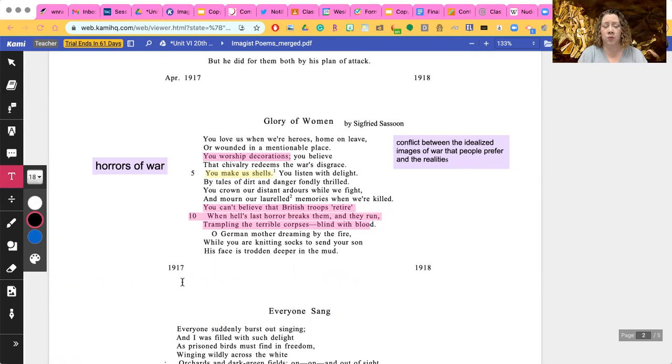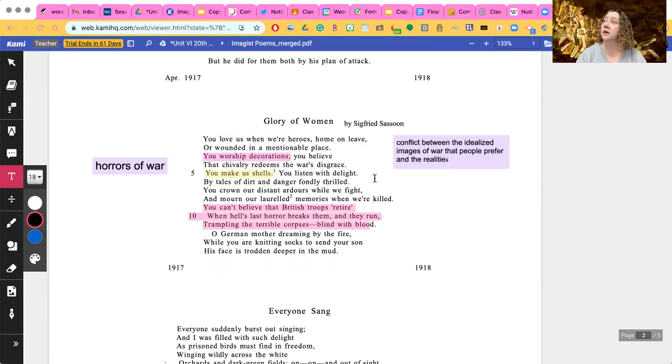Siegfried Sassoon was a soldier in World War I. And you can see that this was published in 1918. This poem is kind of an angry poem, because it's about how people who don't go to war think that they know what war is, and they value the valor of soldiers. They worship decorations. "You love us when we're heroes," it says.